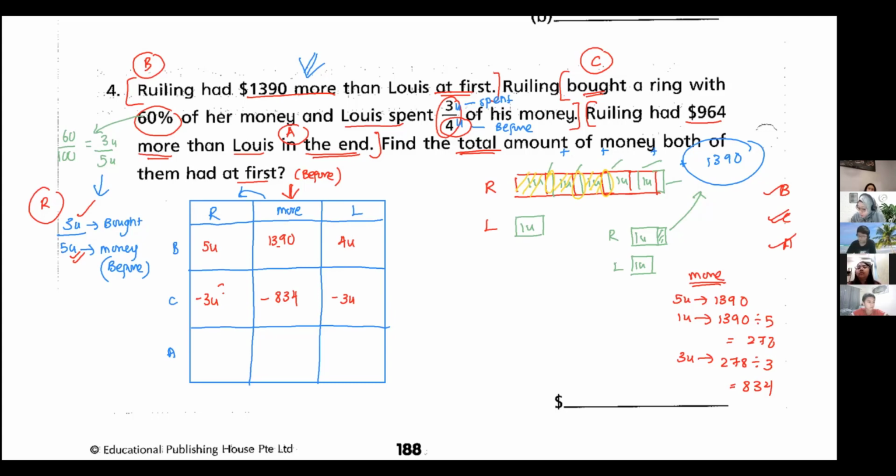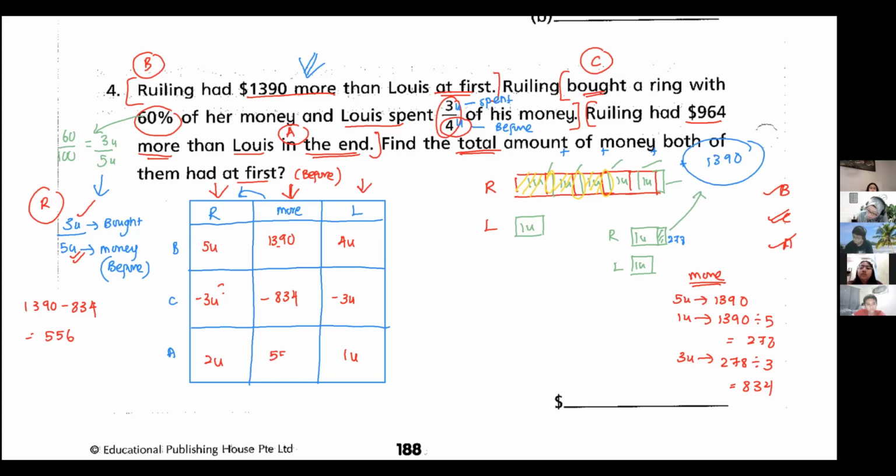So now I know the extra 1 unit here is actually 278. So this is 278 extra. Everything that extra is 278. They add up to 1390. Okay? Okay, now we are good there. Now we go down the flow. We go down the column. 5 minus 3 is 2 units. 4 minus 3 is 1 unit. This one also must minus lah. 1390 minus, so let's write down here, 1390 minus 834 equals to 556.